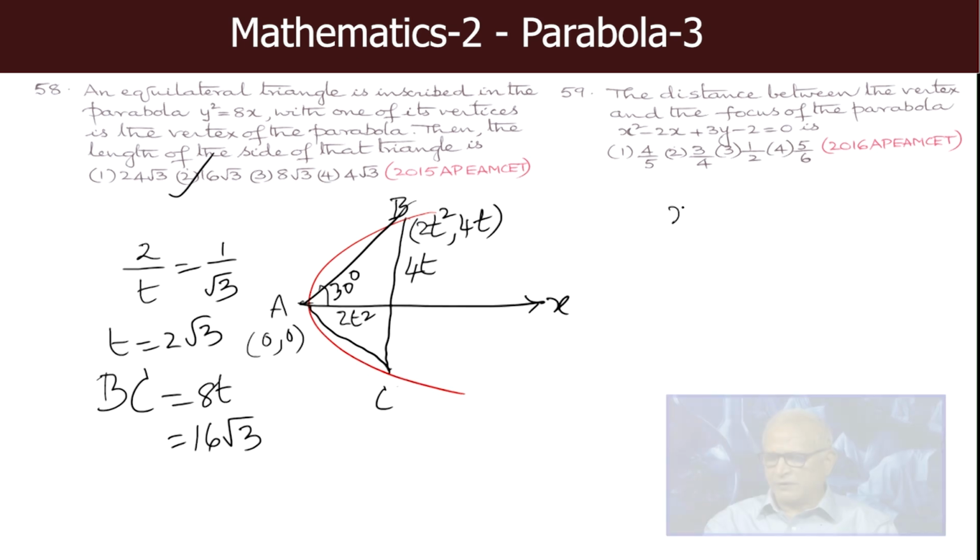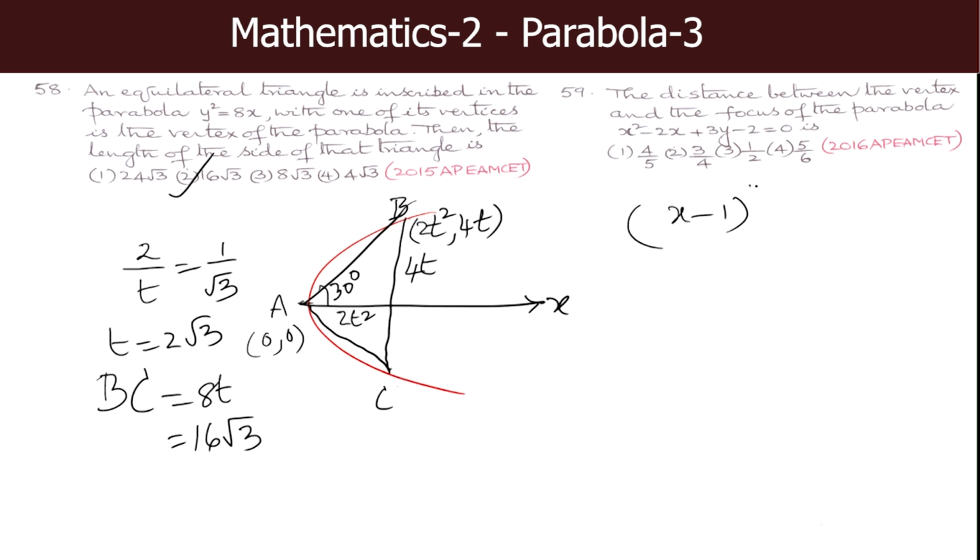This is (x − 1)² = −3(y − 1). I hope I am clear. (x − 1)² = −3(y − 1), same as the given equation, or x² = −3y with respect to (1, 1) as origin.